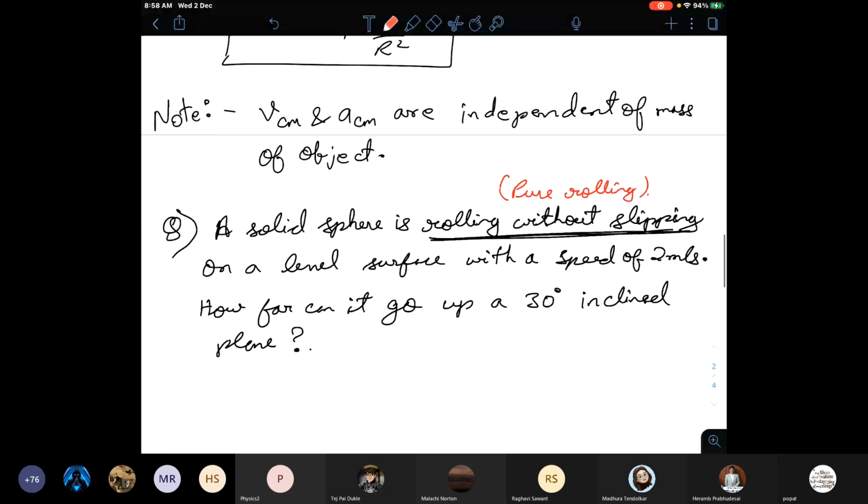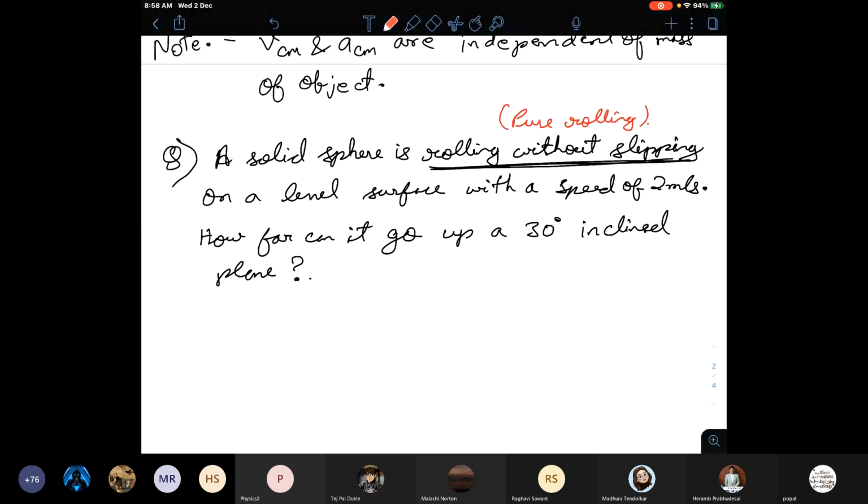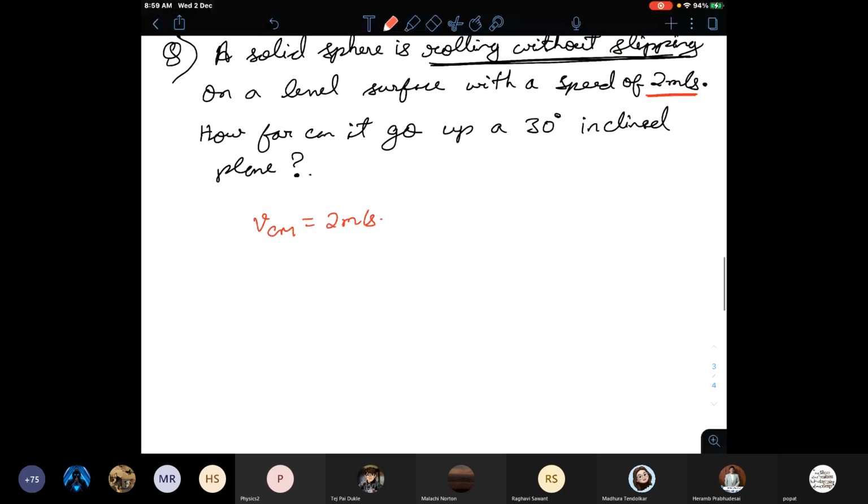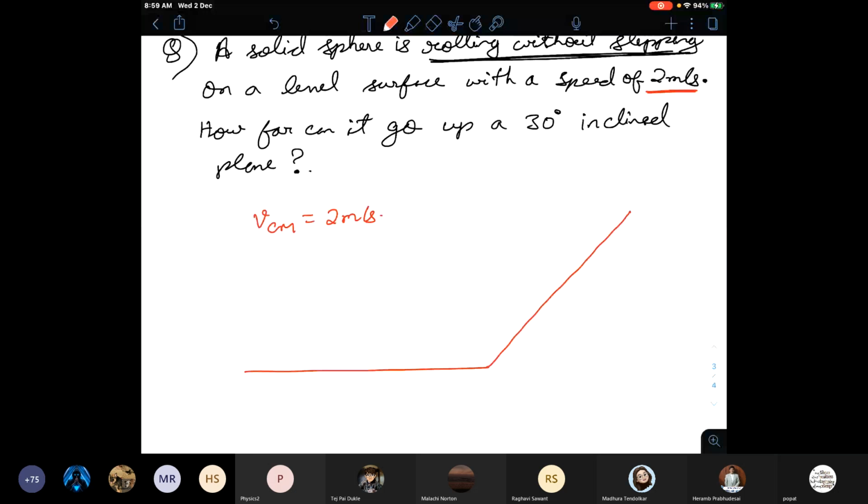Now, if it is pure rolling on a level surface with a speed of 2 meters per second, what is this speed representing? This speed is representing the velocity of center of mass. These terms they have not mentioned in the question; they will not be mentioned. You have to understand that if it is pure rolling with 2 meters per second, that is linear velocity, and linear velocity in rolling motion is VCM most of the time. Now the question is saying that I have a horizontal surface and this is an inclined surface at an angle of 30 degrees from the horizontal. Now there is a solid sphere.